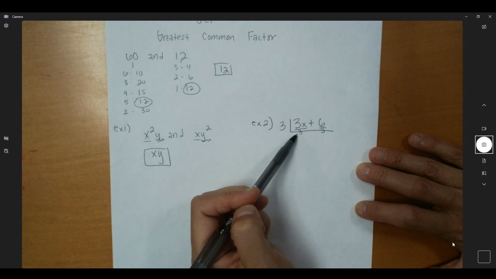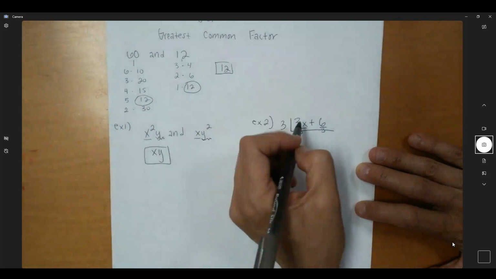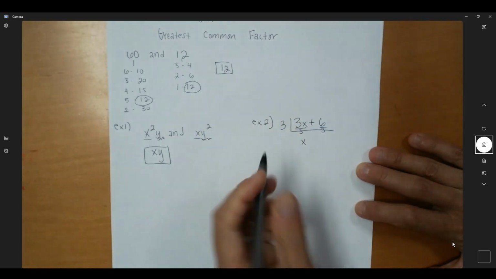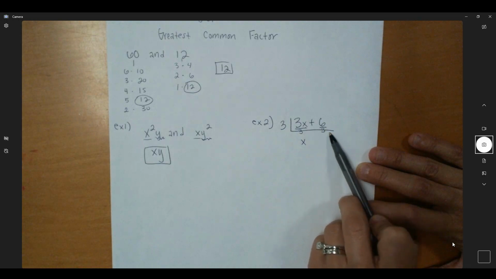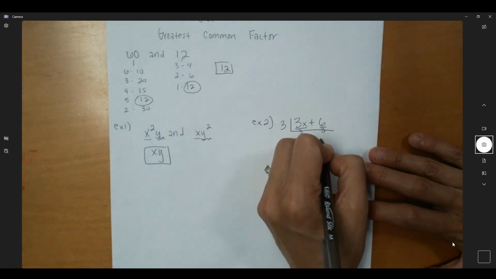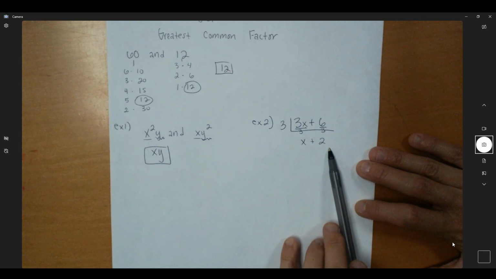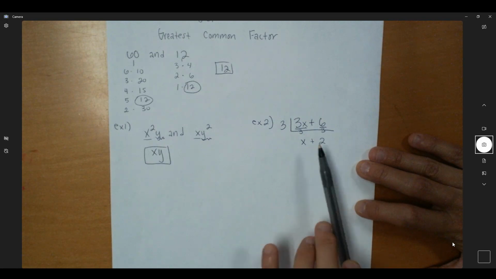So 3 divided by 3 is 1. I'm not going to write the 1, I'm just going to write the x. And then plus 6 divided by 3 is 2, so plus 2. So then I look at this and I ask myself, are there any variables I can take out of both of these?